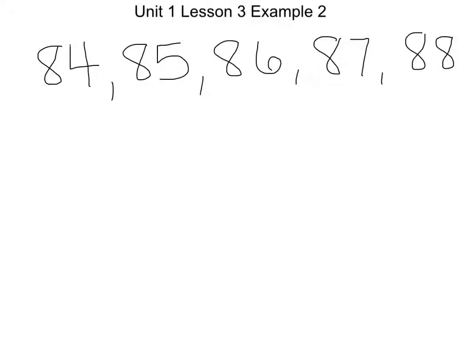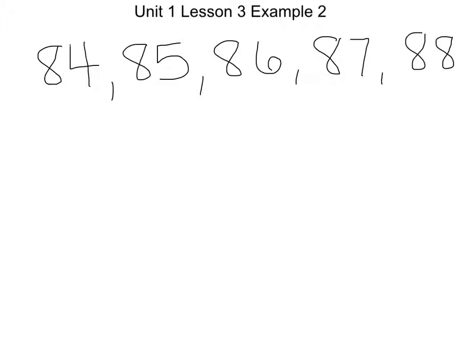Alright, this is Unit 1, Lesson 3, and this is example number 2. If you watched the previous video, you would have seen one example of the type of question that students may come across when trying to work with variables and creating expressions for patterns. And this is a second example of the type of question students come across in their textbooks.